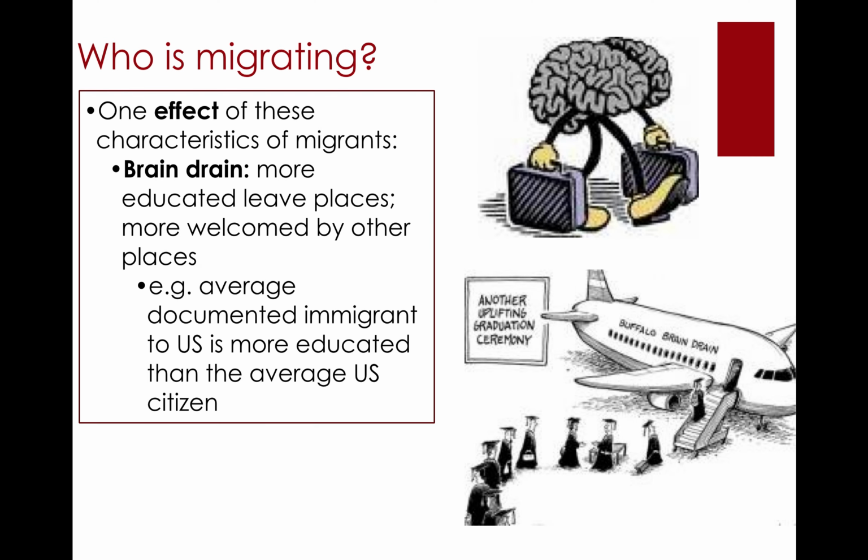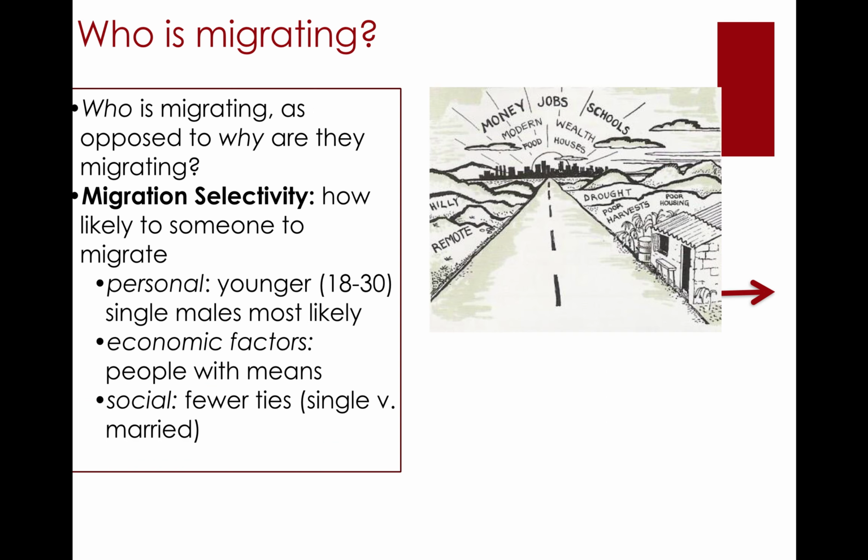You can see the comic in the bottom right is a tongue-in-cheek analysis. It says Buffalo brain drain, another uplifting graduation ceremony. It's a reference to the fact that brain drain can be experienced on a local and regional scale. We're not just talking about it globally. In places that don't have a lot of economic opportunity, the most educated people often leave. This happens very frequently in rural areas here in the U.S., where the most successful people in a given place often leave for better opportunities.